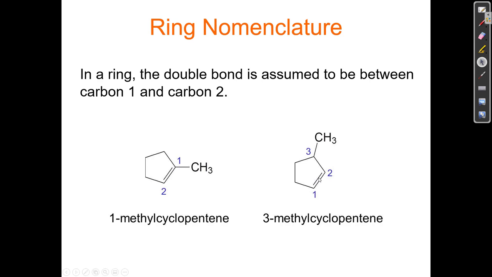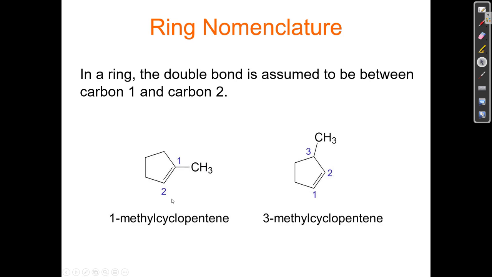And we look at this one, I could say that this is carbon one and this is carbon two, but that's going to go one, two, three, four, five. That's going to make my methyl branch carbon five. Instead, it's better to number it this way, one, two, three. The double bond is still between carbons one and two, but now, since I've switched it to go this way, now the methyl branch is at three instead of five.